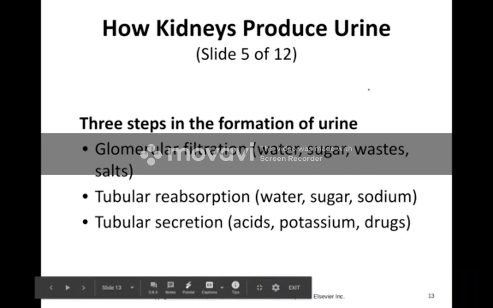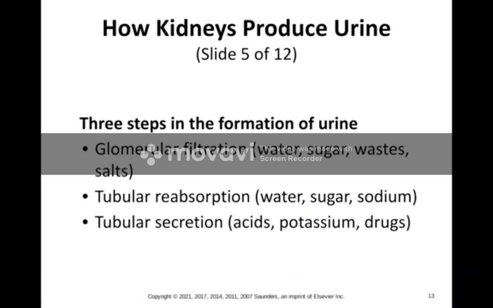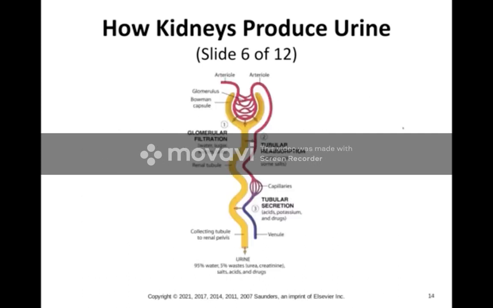So the 3 steps in the formation of urine are glomerular filtration, which we just looked at, pulling out the water, sugar, wastes, and salts; then the tubular reabsorption, reabsorbing the water, sugar, and sodium; and the tubular secretion, getting rid of the acids, potassium, and any drugs or other substances.